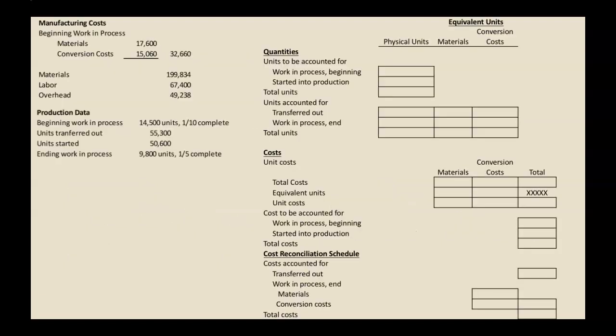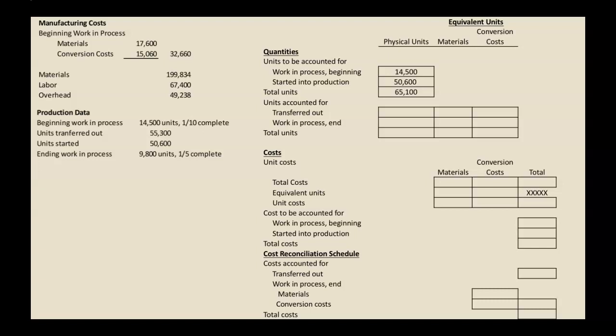So we have that information over on the left side right now, and over on the right side is our production cost report. So we're going to first look at the column for physical units. So that's how many units were actually there in beginning work in process for this first box. So we take a look over at our production data and we see that there were 14,500 units. So we'll put that into our production cost report. Now, how many units did we start into production? That's our units started, 50,600. And then we add those together, and that gets us our total units of 65,100.